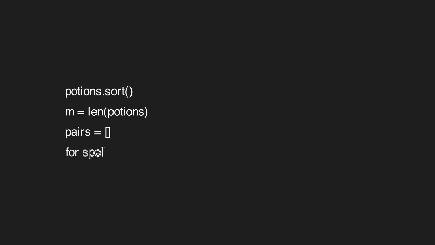Now let's construct the algorithm step by step. Step 1. We sort the potions array in place to enable binary search. We also store the length of the potions array in a variable m. Step 2. We initialize an empty list called pairs to store our results, and begin a loop to iterate through every single spell in the spells array.